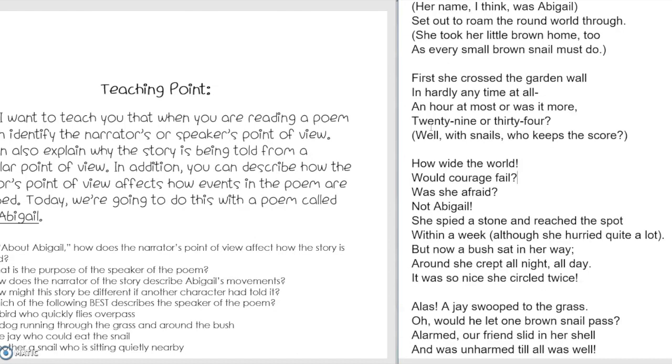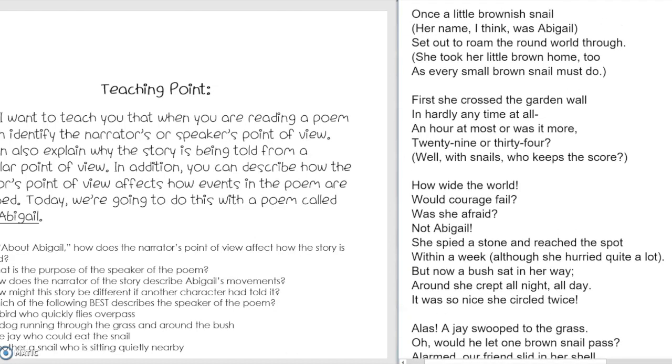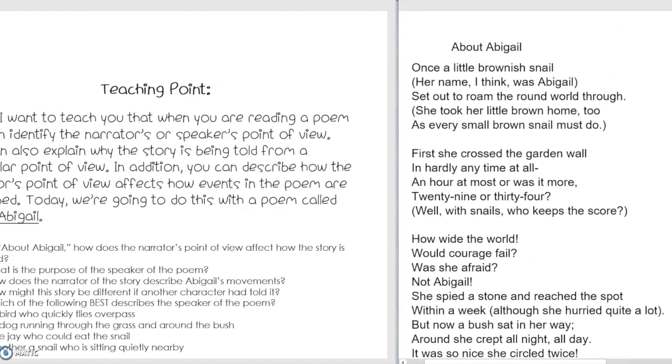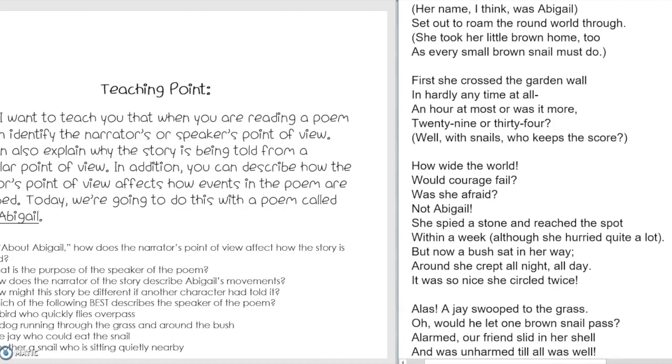How might this story be different if another character had told it? I was thinking that if it had been told from Abigail's perspective, we would be hearing the journey and seeing it through her eyes as she actually experienced it. Instead, we're hearing it through someone who is clearly watching Abigail and seeing what she's going through.